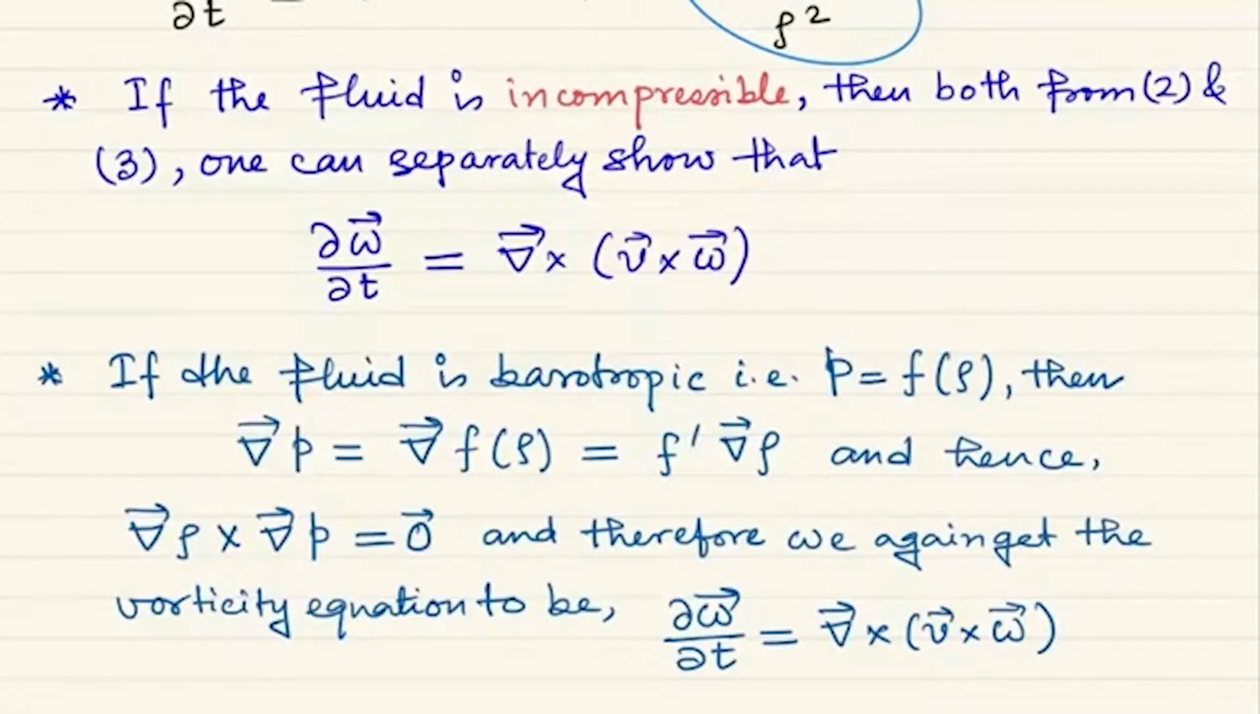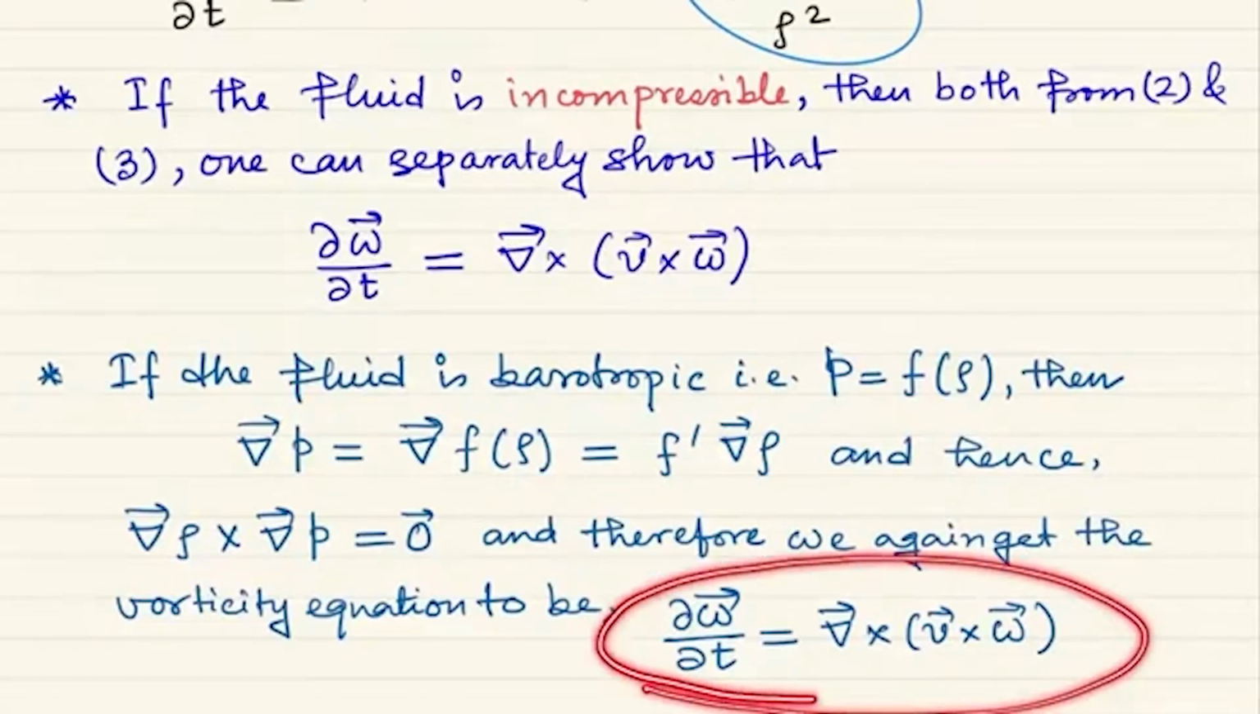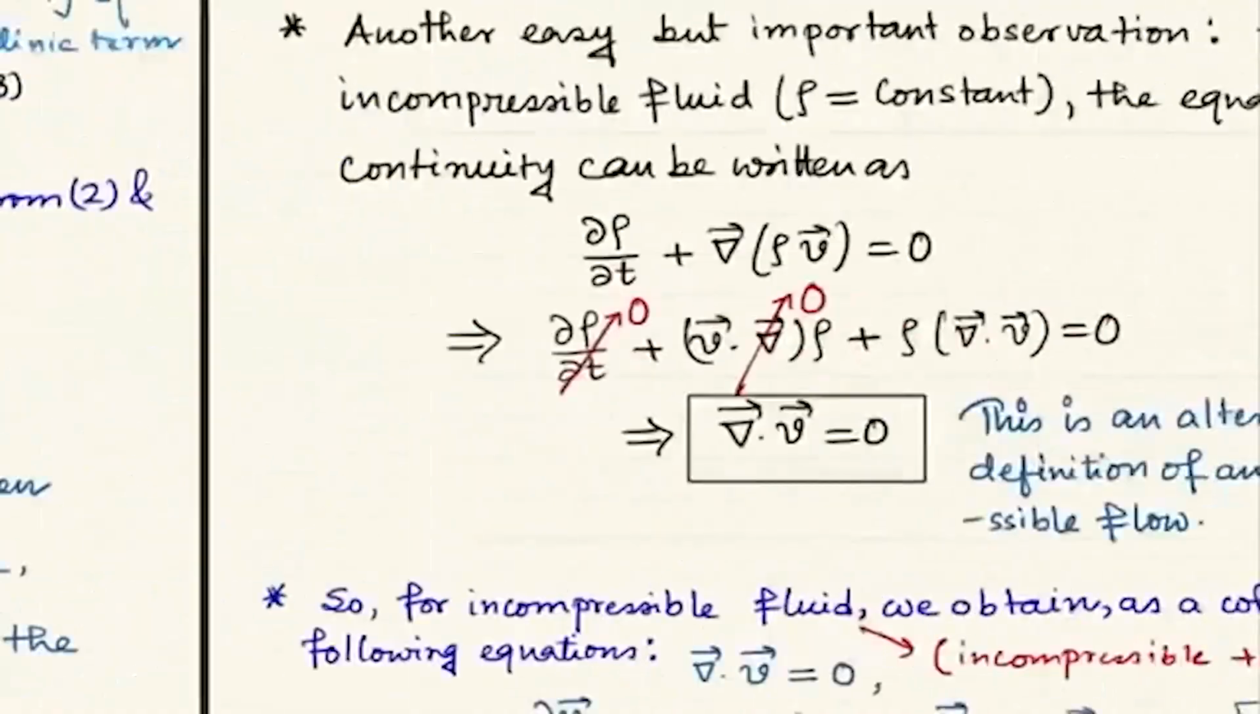That simply says that for a barotropic fluid, the baroclinic term is also 0. For an incompressible ideal fluid, the baroclinic term is 0. For a barotropic ideal fluid, the baroclinic term is also 0. And if the baroclinic term is 0, then again the vorticity vector satisfies this simple evolution equation.